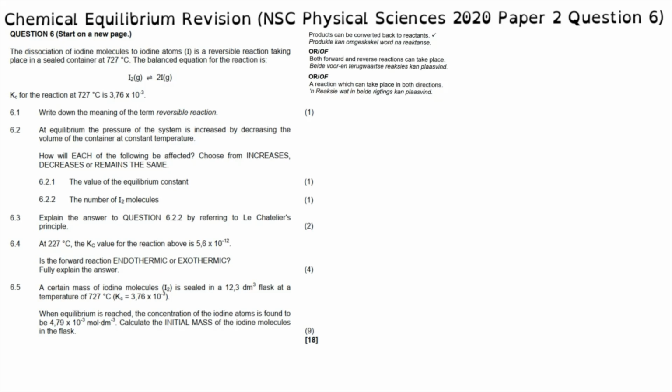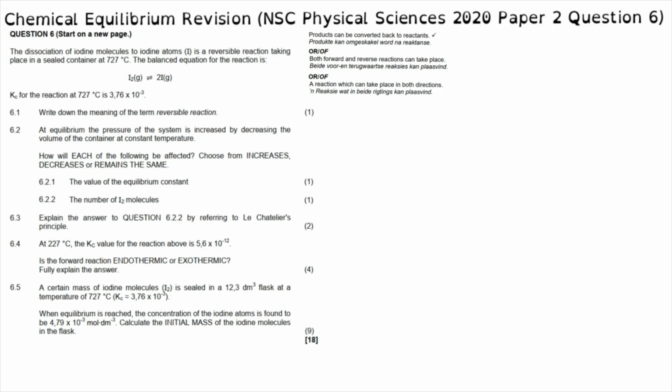Question 6 reads, the dissociation of iodine molecules to form iodine atoms is a reversible reaction taking place in a sealed container at 727 degrees Celsius. The balanced equation for the reaction is given, and Kc for the reaction at this temperature is also given.